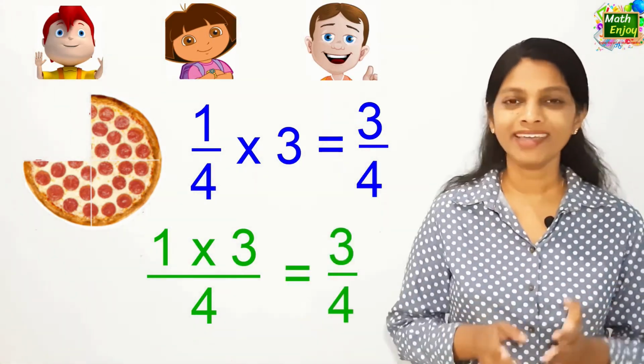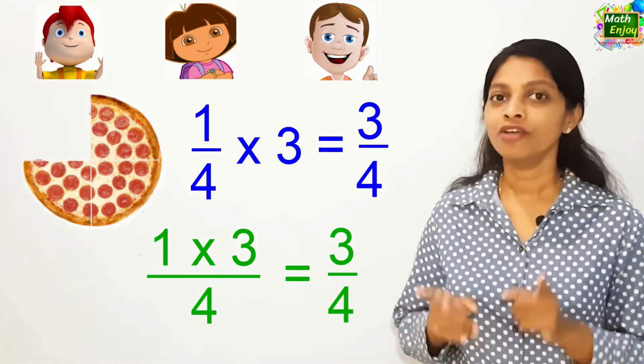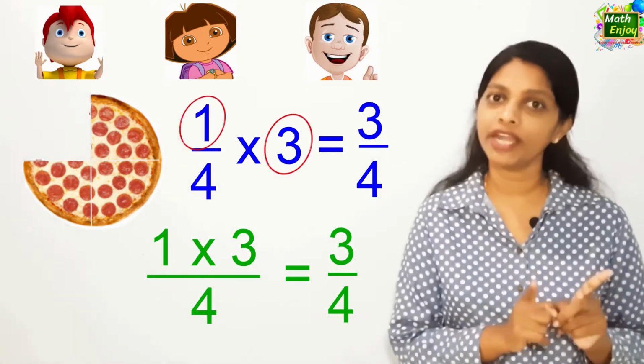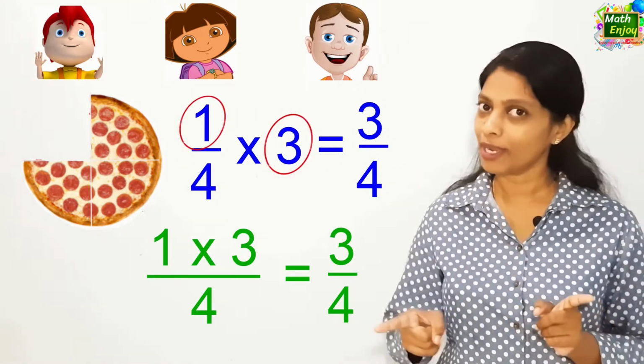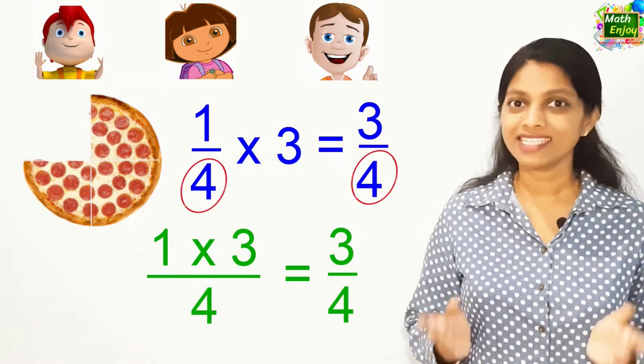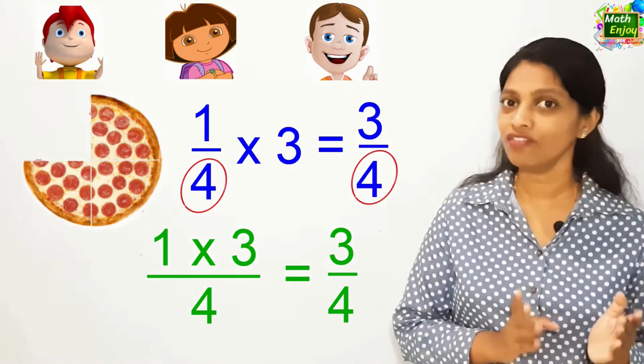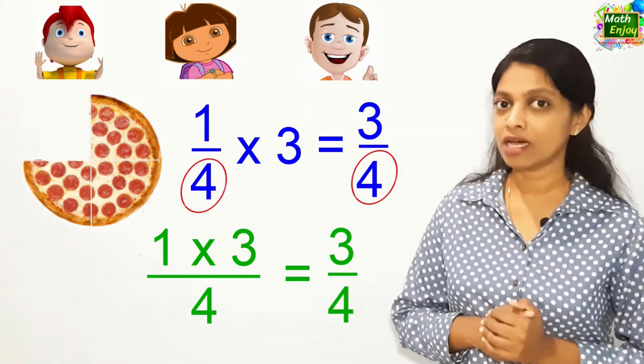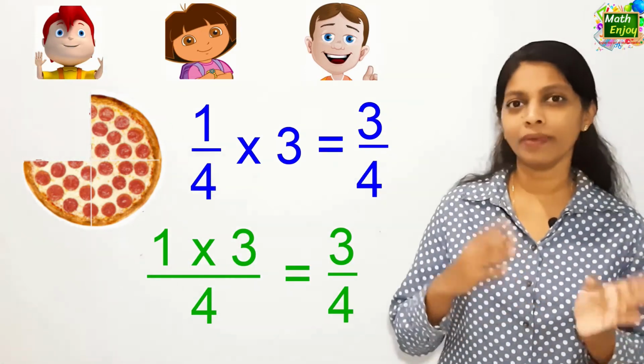When we multiply a fraction by a whole number, we have to multiply the numerator of the fraction by the whole number. That is the numerator of the answer. The denominator of the answer is equal to the denominator of the given fraction. Shall we see some more examples of multiplying a whole number and a fraction?